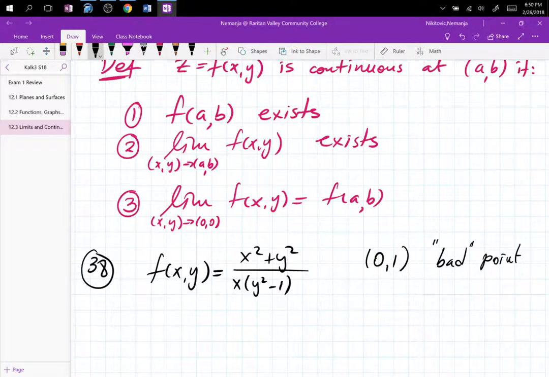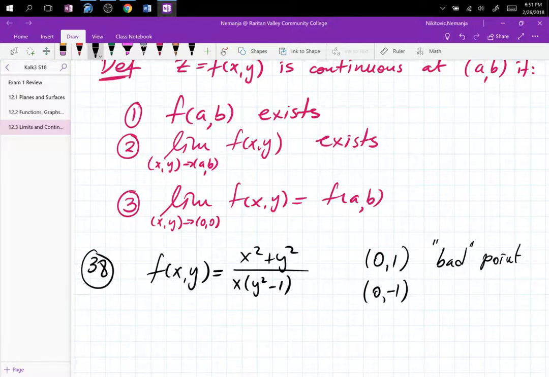Makes the denominator 0. Very good. Another one. 0, negative 1. Also a bad point because it will also create 0 in the denominator. Now, how many bad points do we actually have here? The answer is infinitely many. Would you all agree that any combination of 0 in x and whatever on y will create 0 in the denominator? And any combination of x being whatever and y being 1 or negative 1. Do you see that?